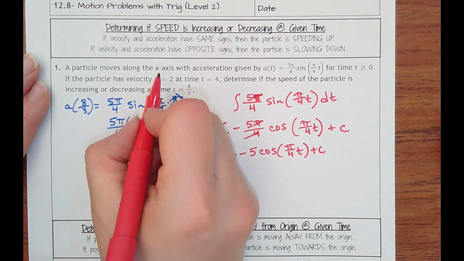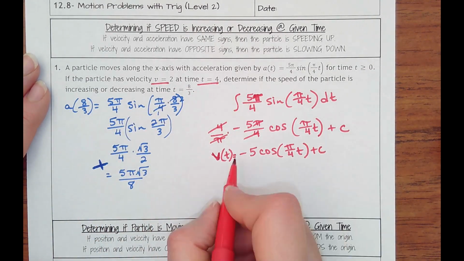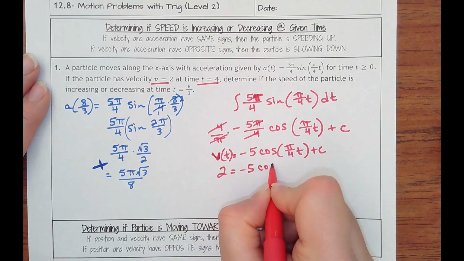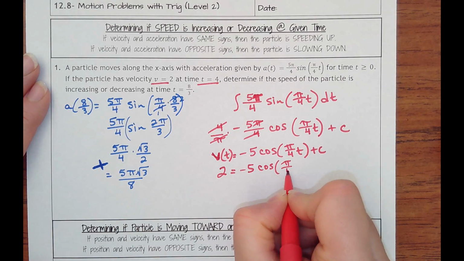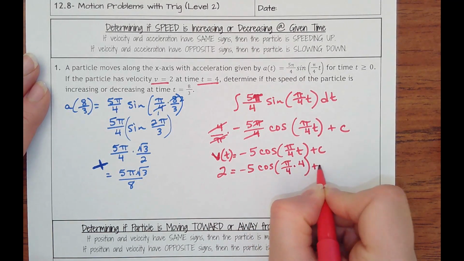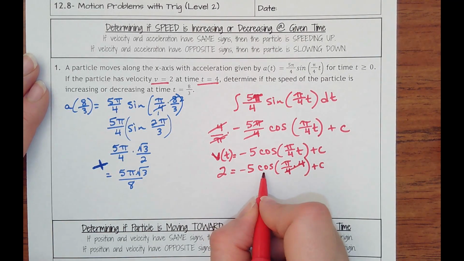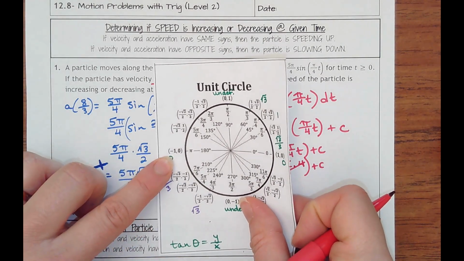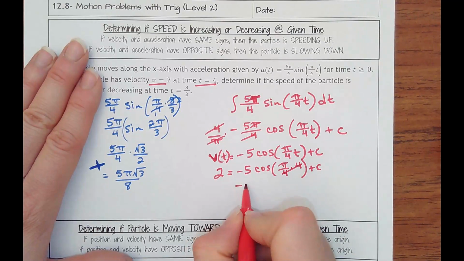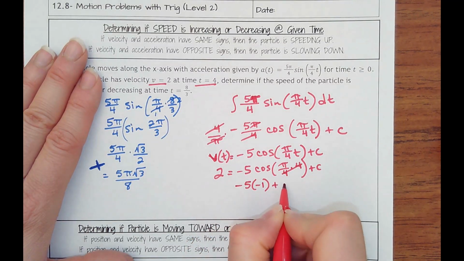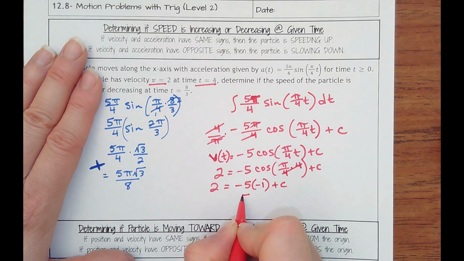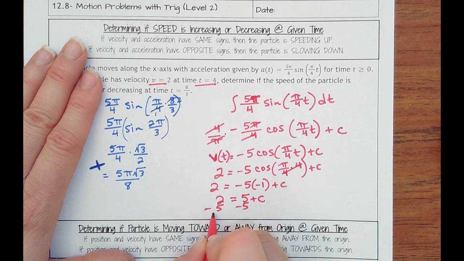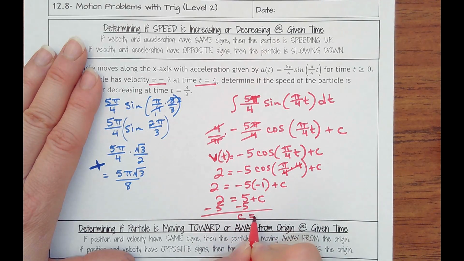And then they tell me that there's a velocity of 2 when t is 4. Fours are going to cancel. I'm really finding cosine at pi. Remember, pi is 180 degrees. The x value there would be negative 1. So I've got negative 5 times negative 1. That's 5. Subtract 5. C is going to equal negative 3.